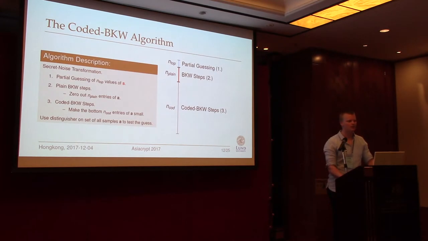So as an algorithm, coded BKW looks something like this. You begin with partial guessing. Then if you want to, you can pre-process with some BKW steps. Then you do coded BKW steps, and in the end you use a distinguisher just as with regular BKW. It should be noted that there is also an FFT technique for coded BKW that improves this guessing part. However, that does not improve the asymptotics of the algorithm, so it will not be discussed further in this presentation.